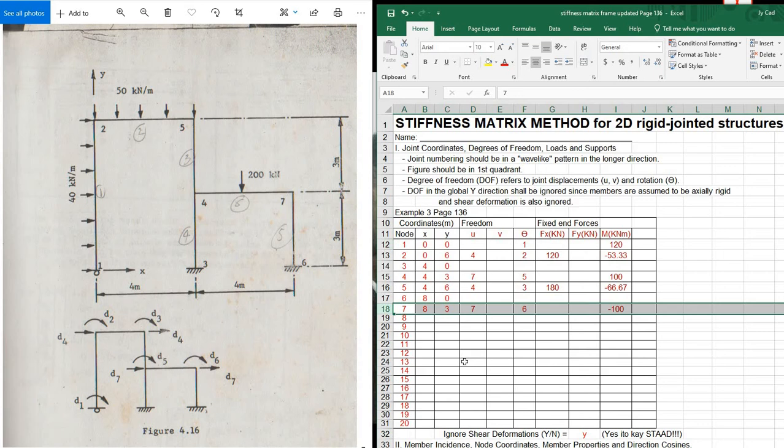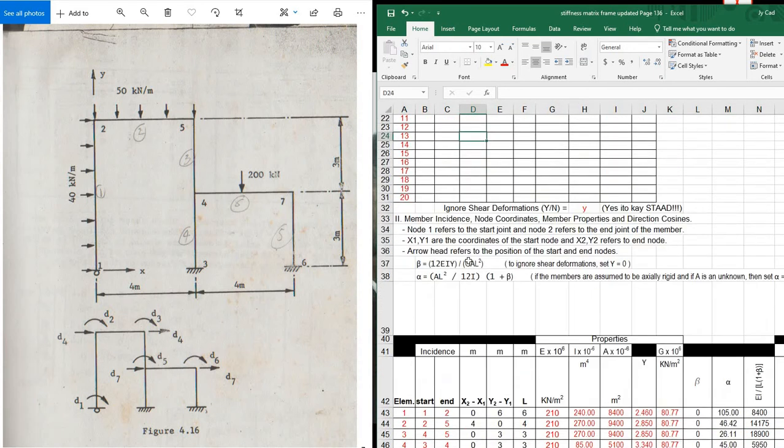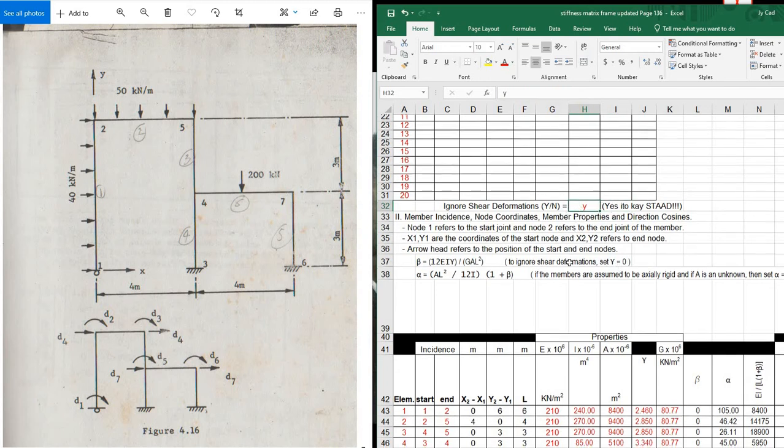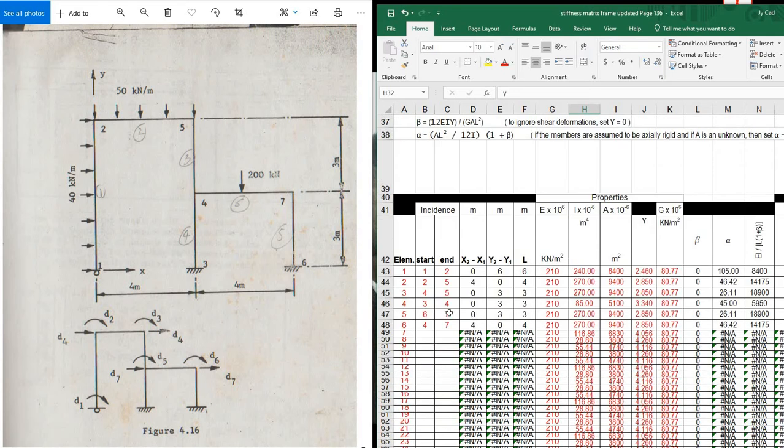Oh, by the way, before going there, ignore shear deformations. Yes, dahil ito ang kino-consider ni STAAD. Okay? So, kadalasan, yes lang yan. Dito tayo sa element numbering. So, element 1, that is nodes 1 and 2. And then element 2, nodes 2 and 5. Then element 3, 4 and 5. Element 4, 3 and 4. Element 5, 6 and 7. And then element 6, 4 and 7.